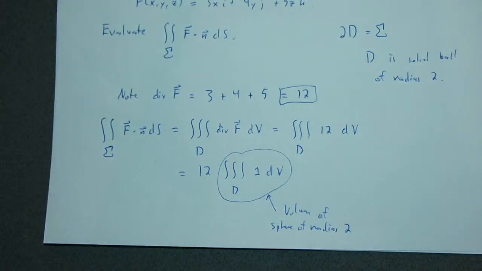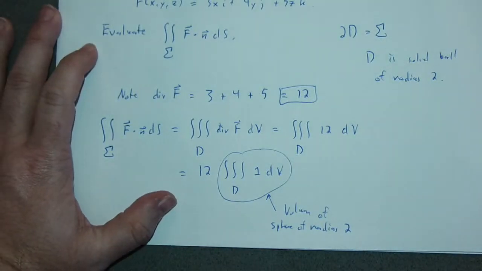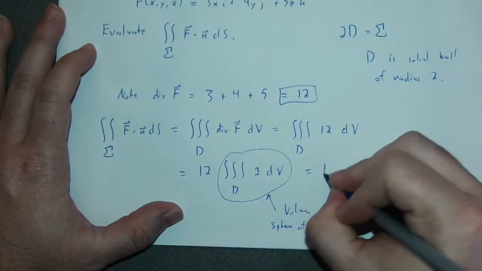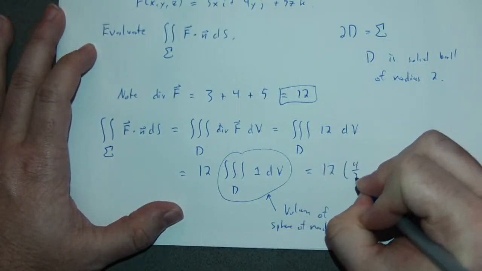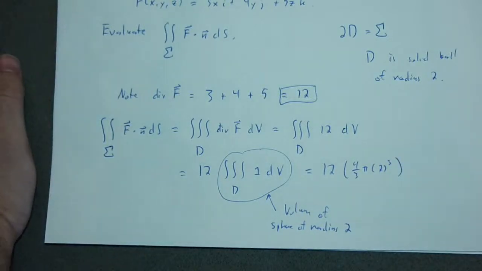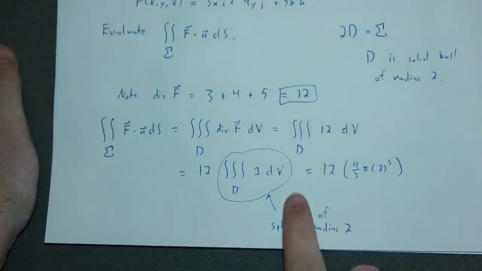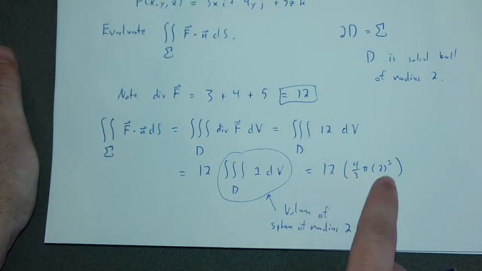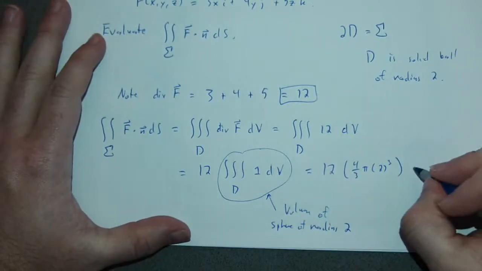Now you better know how to compute that. Archimedes would be very sad if he knew that you didn't know how to compute the volume of a sphere with a given radius some 2,200 years later. All right, so this is 4/3 pi r cubed. So this is 12 times 4/3 pi r cubed. R here is 2, so it's 4/3 pi times 2 cubed. So that is 12 divided by 3 times 4, which is 16 pi times 8. So that's 128 pi.